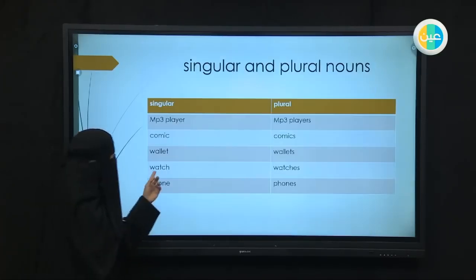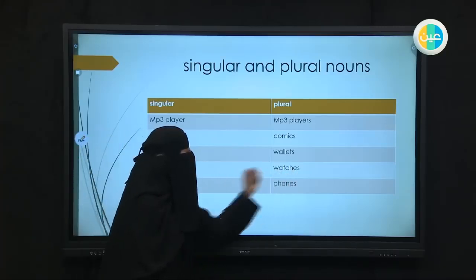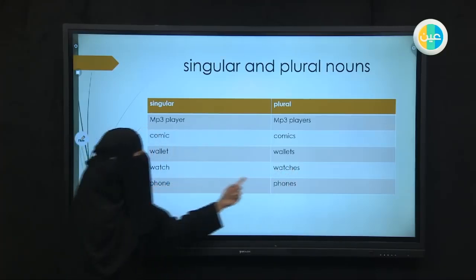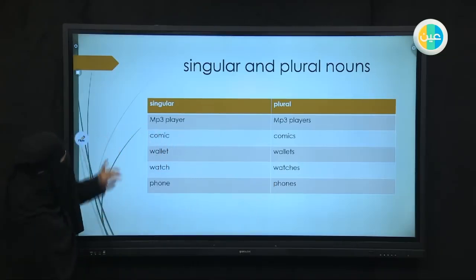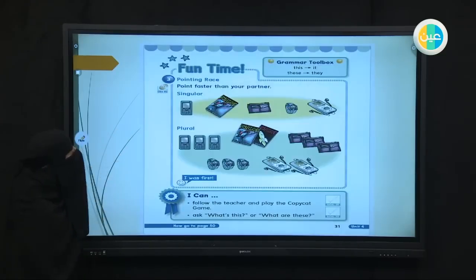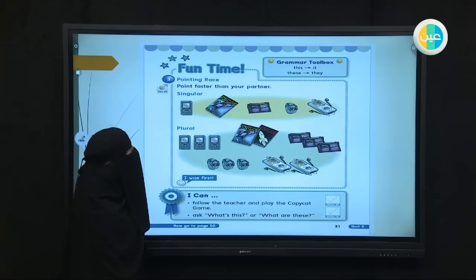Okay, so watch, watches. Very good. Phone, phones. We only added an S. Okay, let's go to the next one. This is the fun time. Are you ready for fun time? What are we going to do? Here, we're going to do the opposite.